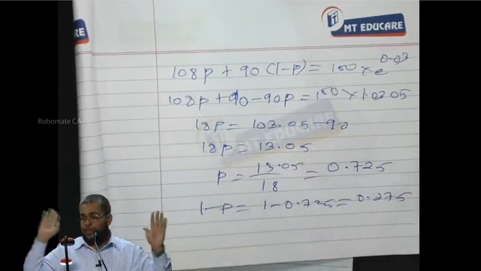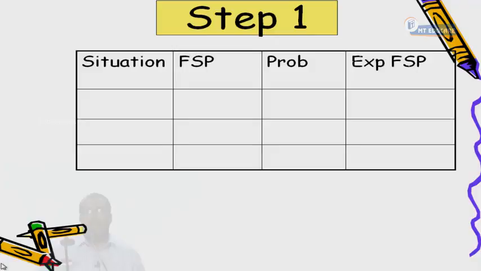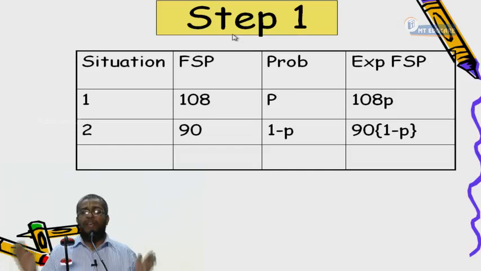First, follow the procedure. Now, what is step one? Risk neutral probability. We're going to open a table. What are the table columns here? Situation, FSP, probability, expected FSP. Two situations: 108 with 108P, and 90 into 1 minus P. This expected FSP should be equated to what? Spot price compounded to future.